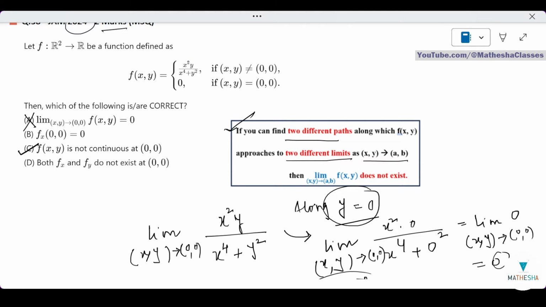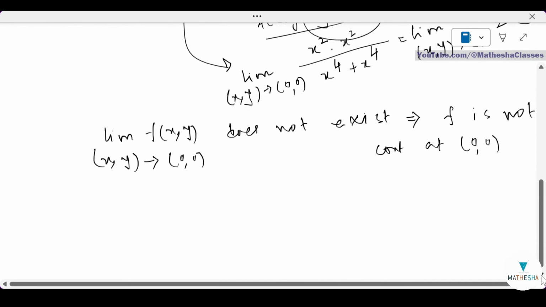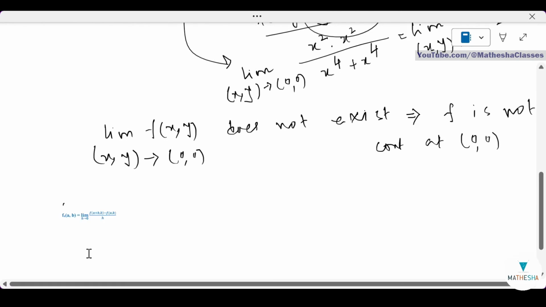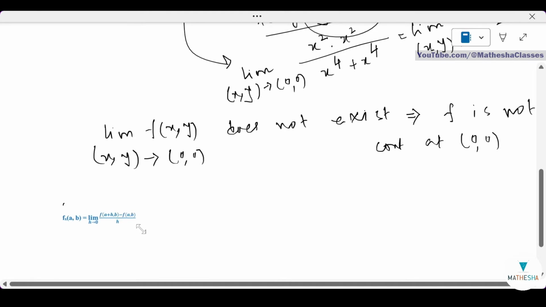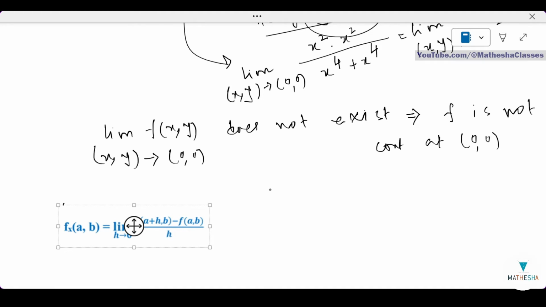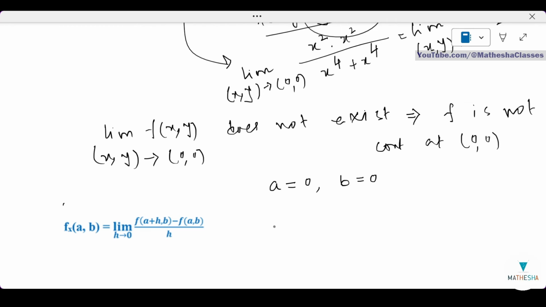So now let us come to the part of partial derivative. So first we'll start with partial derivative with respect to x at (0,0). So what is the formula for that? Let us calculate it here. The formula for f_x at (a,b) is this, and now we are here, our a is 0, b is 0, because we are calculating the partial derivative at (0,0).